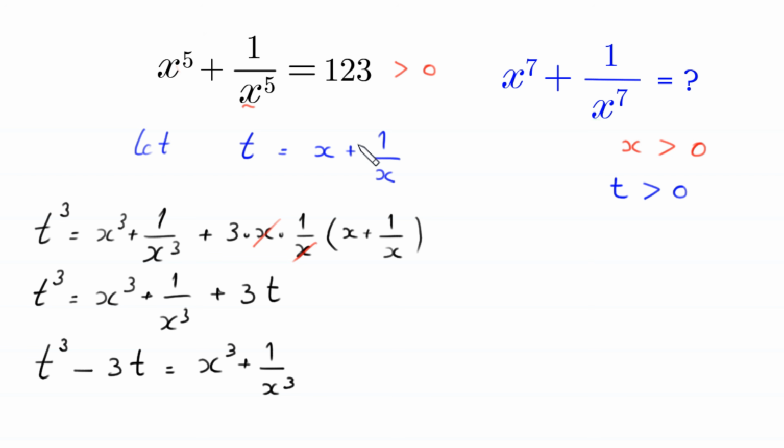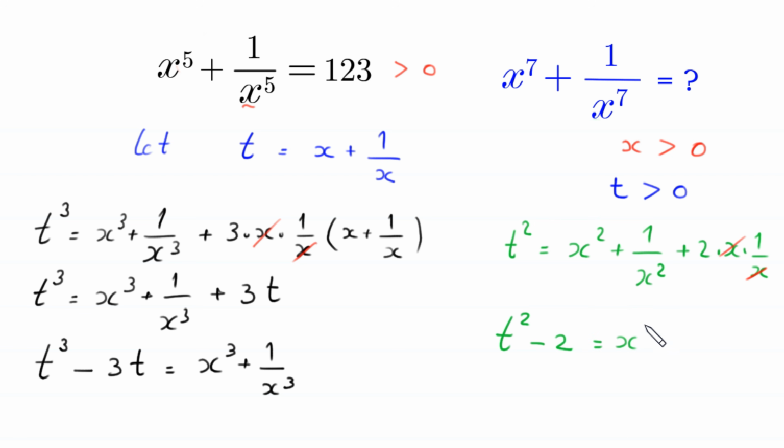Now if we square both sides of this equation, then this will become t squared is equal to x squared plus 1 over x squared plus 2 times x times 1 over x. And this x will be cancelled out with this x. We move this 2 to the left hand side, then this will become t squared minus 2 is equal to x squared plus 1 over x squared. Let's call this equation 1 and this equation 2.